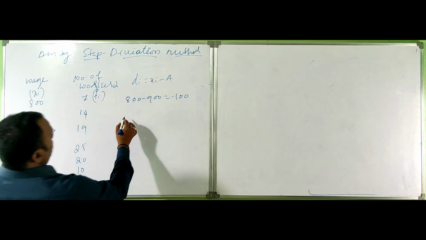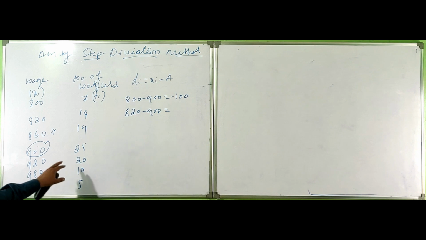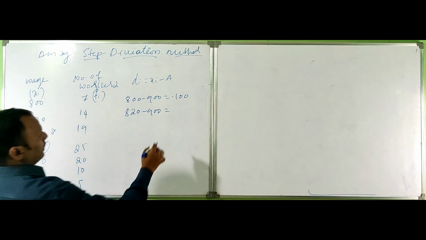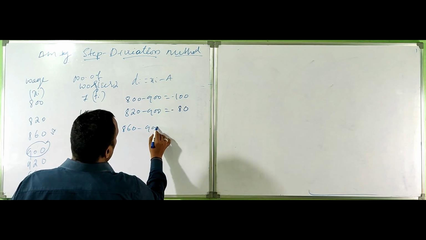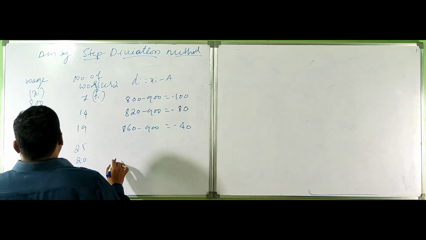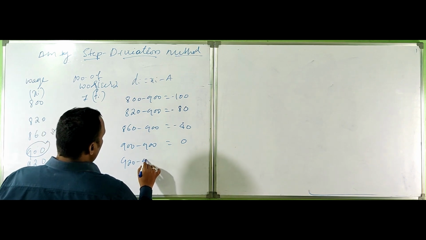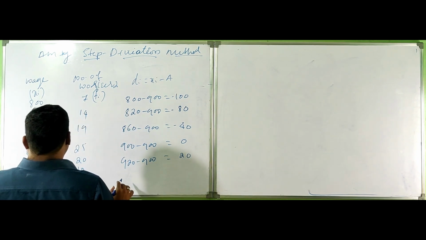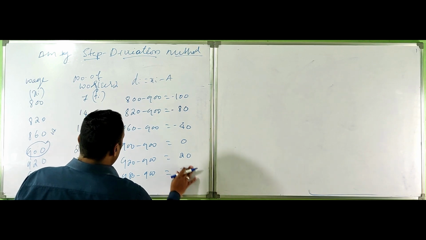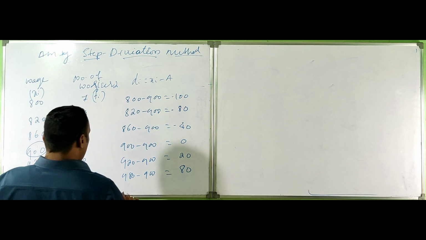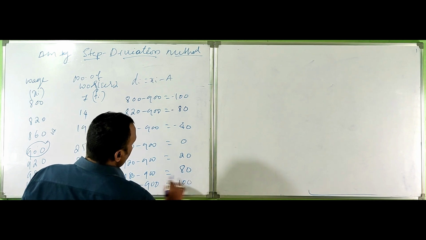820 minus 900 is equal to minus 80. Why 900? It is the central value, the middle value of these, 3 and 3, already in ascending order. 860 minus 900 is minus 40. 900 minus 900 is equal to 0. 920 minus 900 is equal to 20. 980 minus 900 is equal to 80. And 1000 minus 900 is equal to 100.